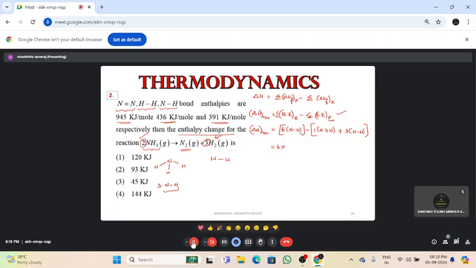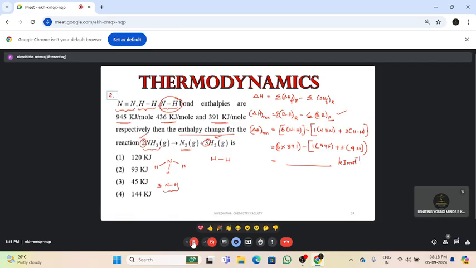So 6 into the nitrogen-hydrogen bond enthalpy, what is it? 391, right? 391 kilojoule per mole, minus the bond enthalpy of nitrogen triple bond, 945 kilojoule per mole, plus 3 into the bond enthalpy of hydrogen single bond, which is 436. So please simplify this and tell me the enthalpy change for this reaction. And the unit is kilojoule per mole.